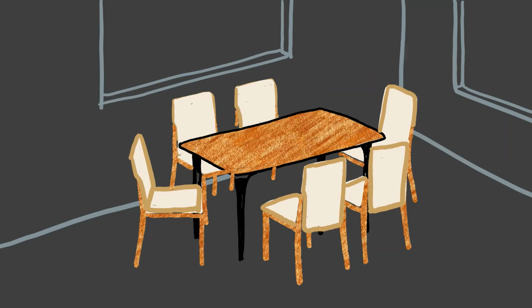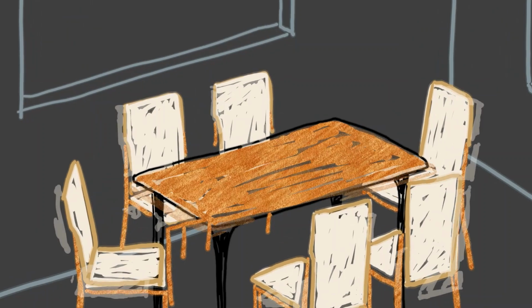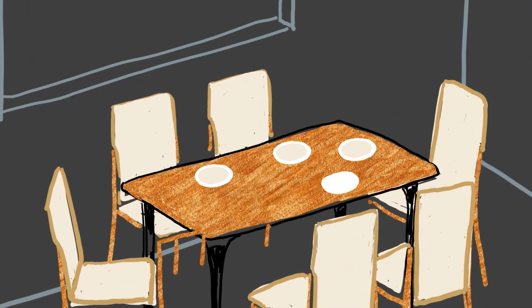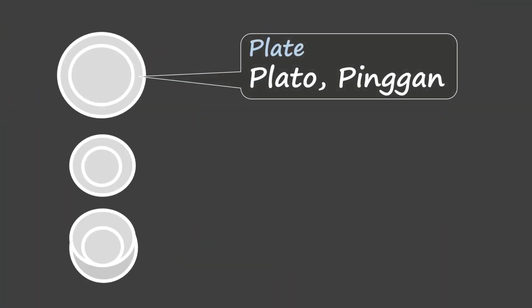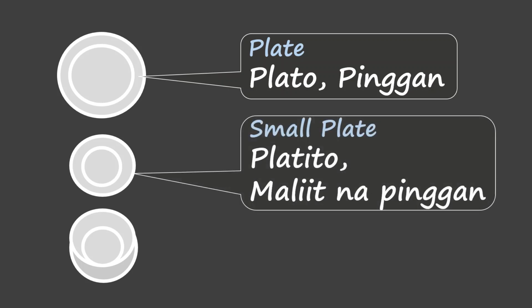Now, what will we normally see on that table? We will see plates and eating utensils. A plate is plato or pinggan. A small plate is platito or maliit na pinggan.